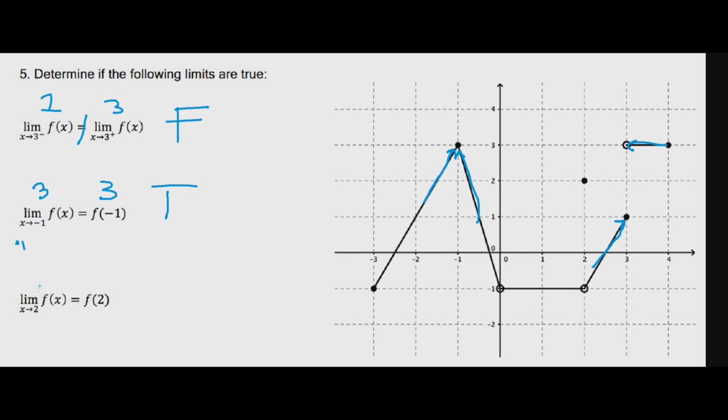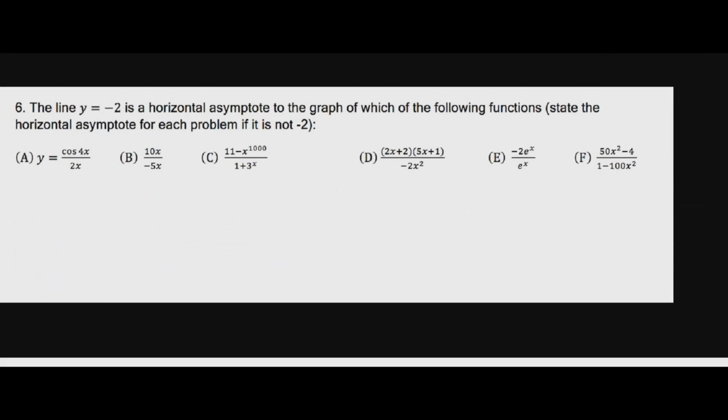Okay, the limit as x approaches 2, is that equal to f of 2? When we approach 2, again, we need to take into consideration the left and the right. From the left we get -1, and from the right we get -1. So the overall limit is -1 here. Well, f of 2 is not -1 because there's a hole there. The circled-in dot is right there, which is 2. So this is actually 2. These do not equal each other, so this is false. So this is the only one that is true. All right, pretty standard.